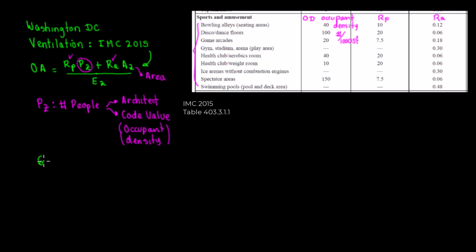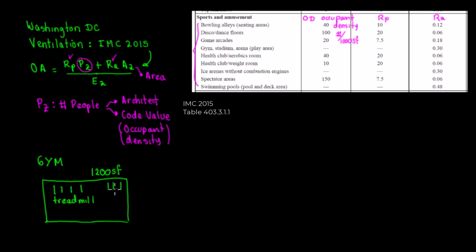I have a gym, and in the floor plan, it shows this space is a gym. This gym is going to be 1,200 square feet. So in the 1,200 square feet, we're going to have treadmills. In here we have maybe bikes. In here we have ellipticals. In here we have dumbbells, for example.